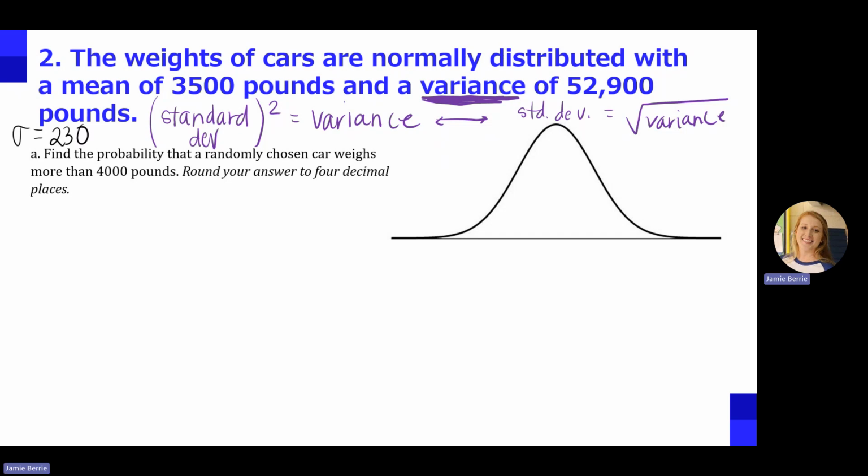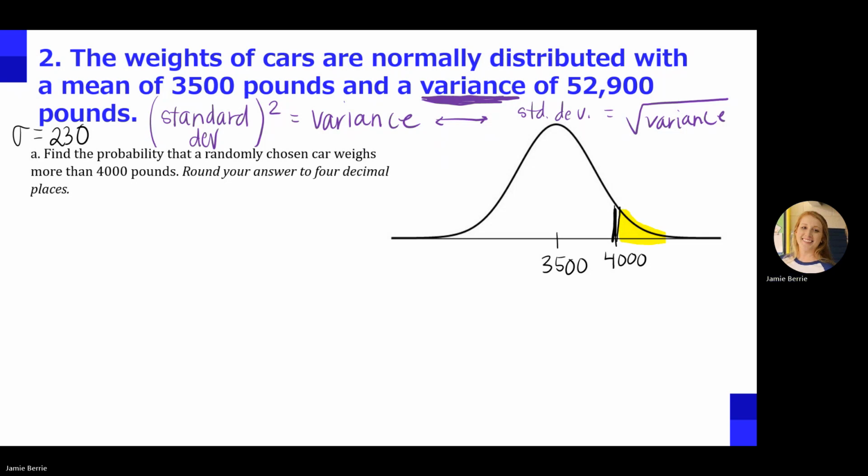All right, so the question's asking us to find the probability that a randomly chosen car weighs more than 4,000 pounds. So let's go ahead and put the mean in the middle. Mean is 3,500. Go ahead and mark the number 4,000. That would be to the right of 3,500. And we're looking for the probability that it's more than that, so we're looking to the right.